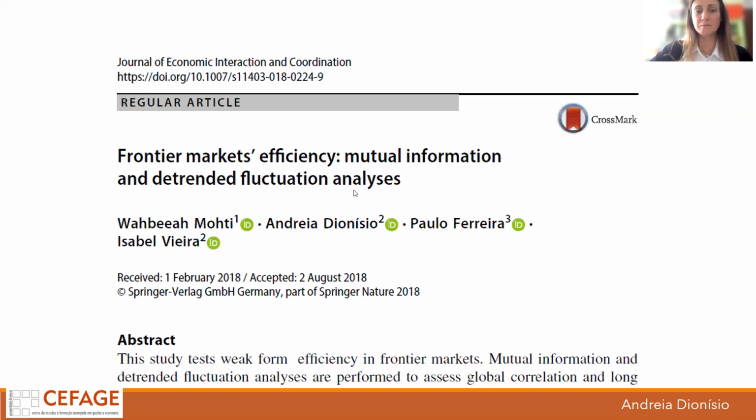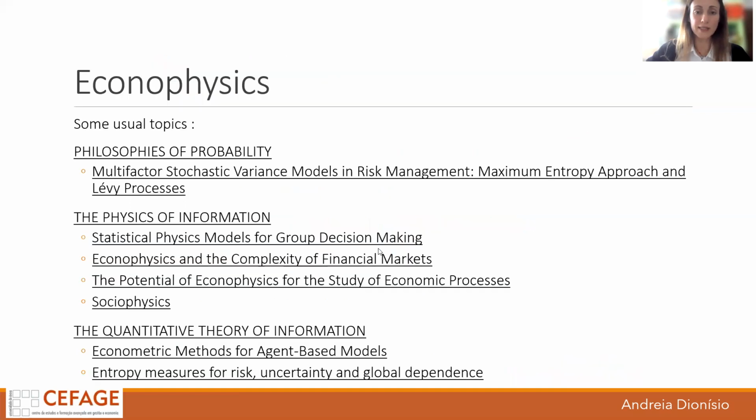Well, this is the paper that I will present. And this paper was published in a traditional economic journal, the Journal of Economic Interaction and Coordination. So this kind of approach is well received, not only in physics or mathematical journals. This type of area is right now an area where you can publish in several types of journals, traditional journals of finance and economics.